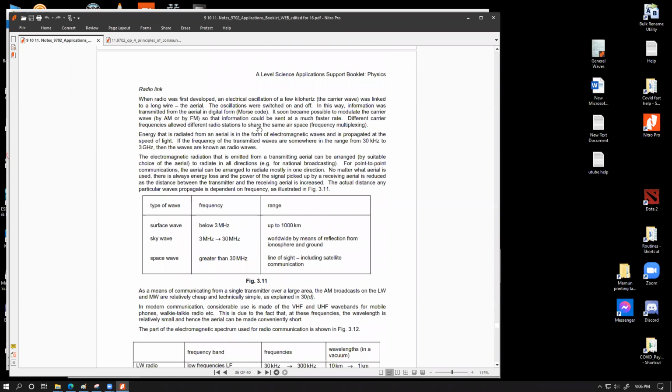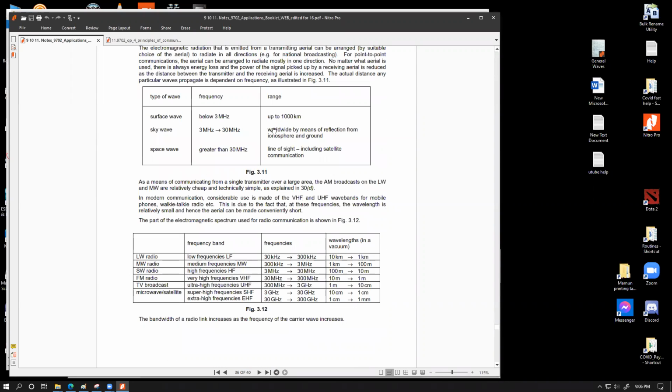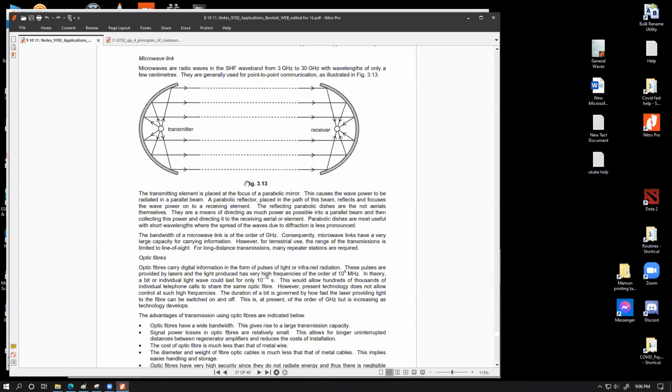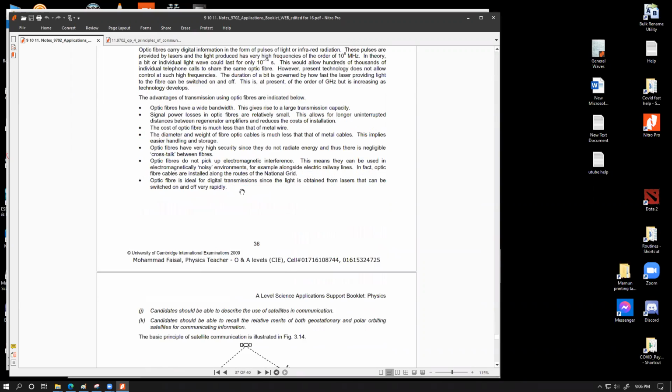And then we have radio link. You can read through these parts. If you have any question, you can ask me later on. That's up to you. And I just talked a little bit about the shape of this thing. And then we have this part.